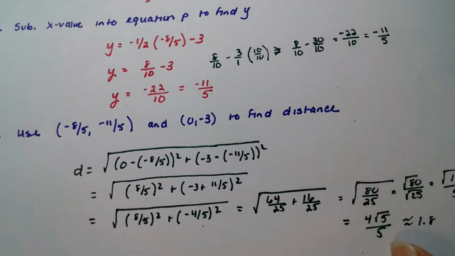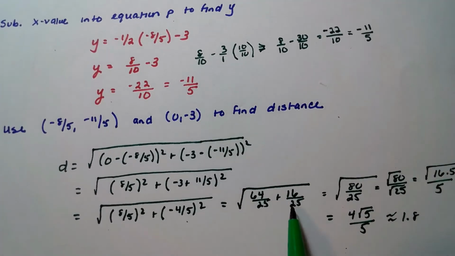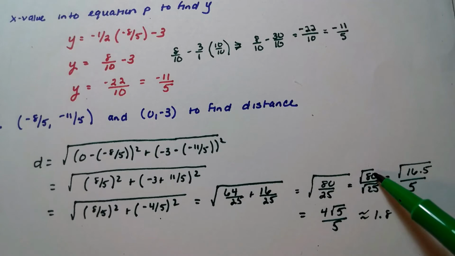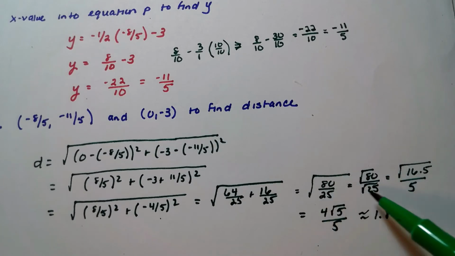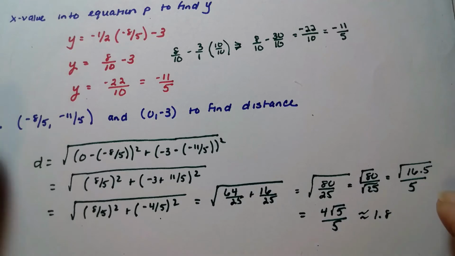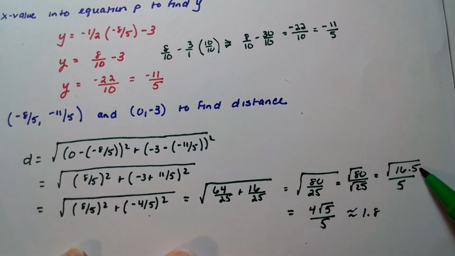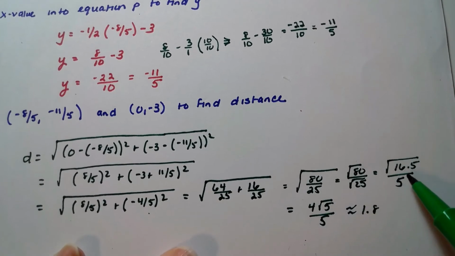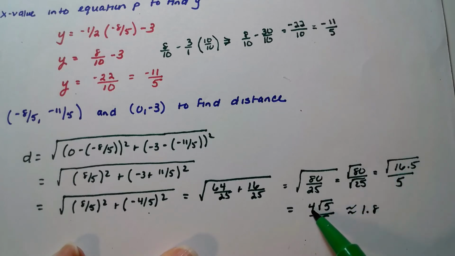Okay, and if I add the two fractions together, because I can, because the denominators are the same, 64 and 16 is 80 over 25. Rules of radicals say I can put the numerator in its own radical, and the denominator in its own radical. And then I know that 16 times 5 is 80, so I'm writing out the factors here, and I know that the square root of 25 is 5. So 16 is a perfect square, so the square root of 16 is 4. That comes out of the house. 5's prime, so it stays in the house, in the radical, divided by 5. And if you use your calculator, the distance is about 1.8.